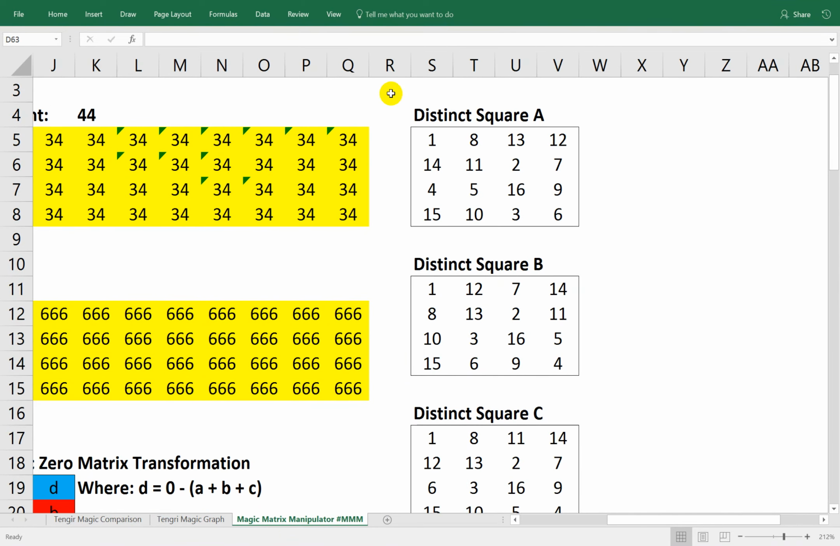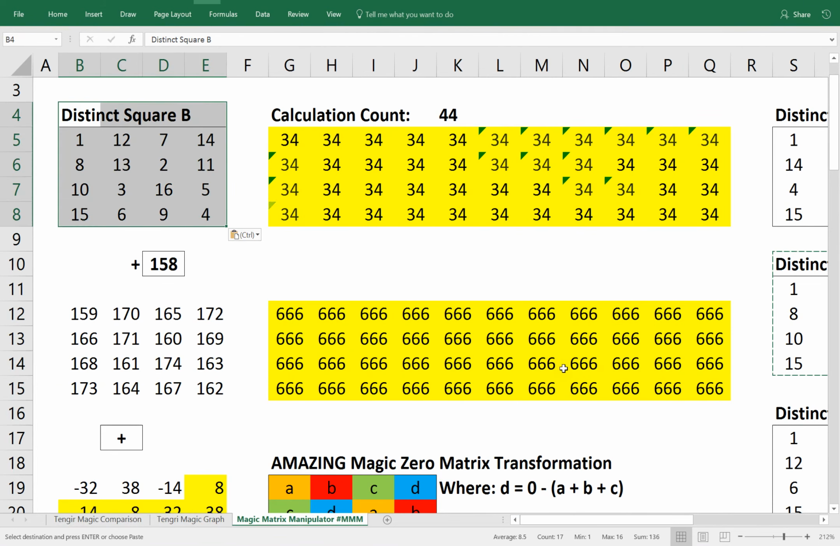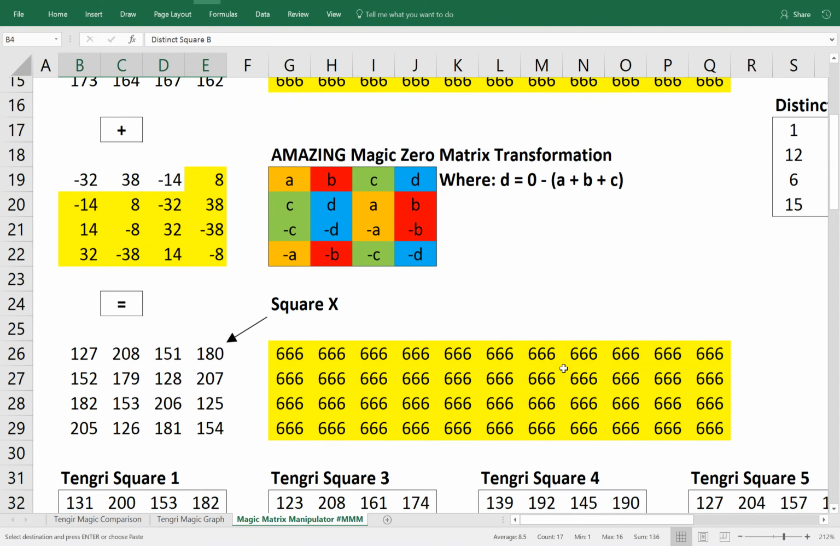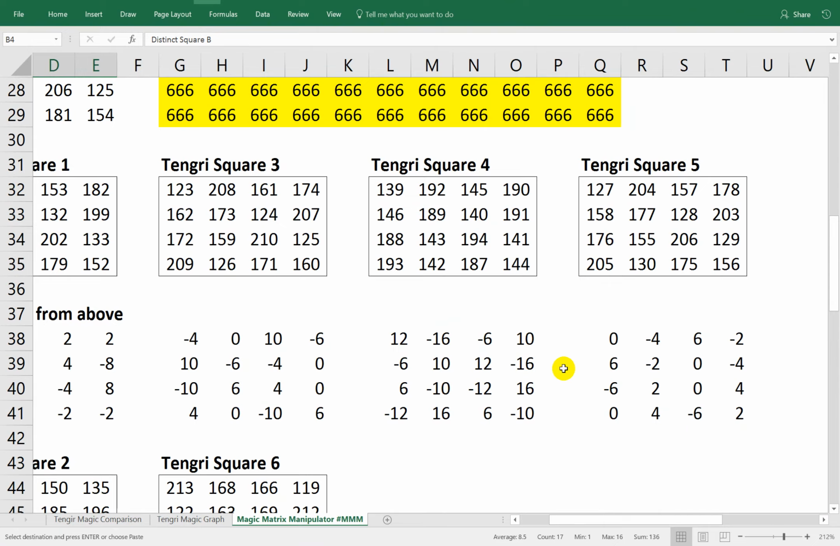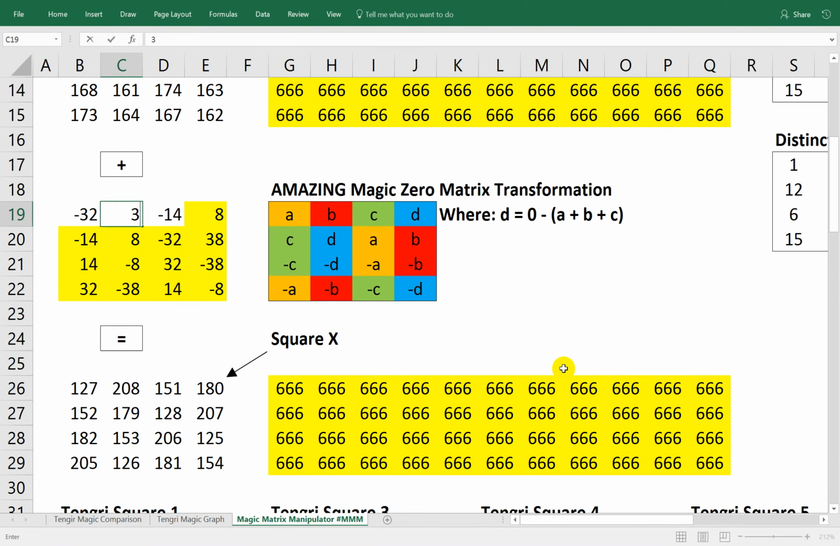So if we do, let's say, the distinct B, just copy this here. So we copy that. Our 158, because it's still 1 to 16. Now we're just adding different stuff. So let's get, there was a Tengri square here. This one's -4 and 6. So we have to subtract. This is going to be 34. This is going to be -20.